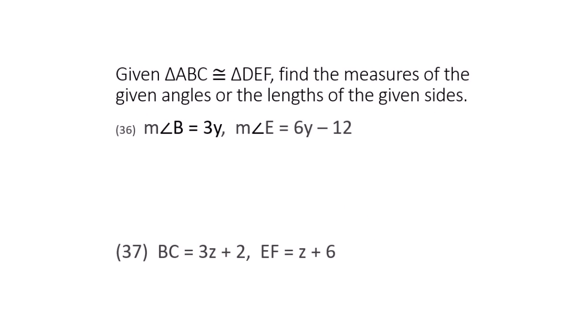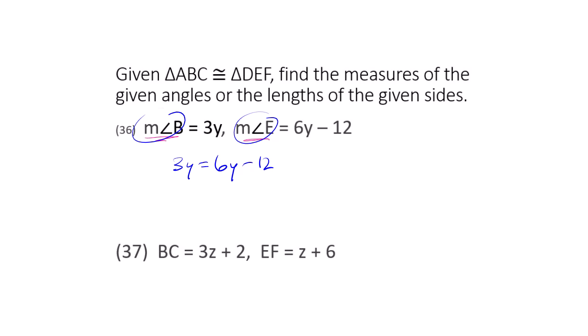Here we have some algebraic examples. Triangle ABC is congruent to triangle DEF. Find the measures of the given angles or the lengths of the given sides. So ABC is congruent to DEF, so angle B corresponds with angle E, right? If they correspond, they must be congruent, right? So we know that 3y should equal 6y minus 12, because this is congruent to this.